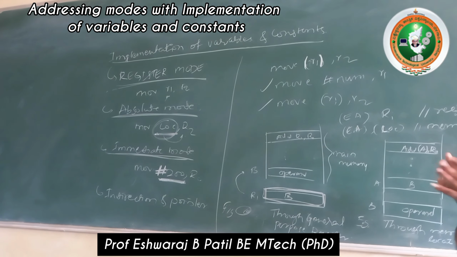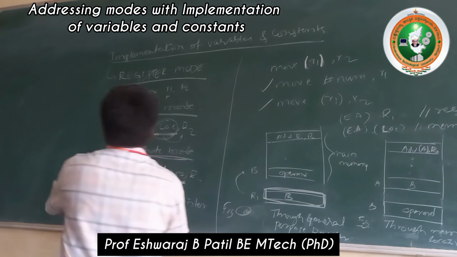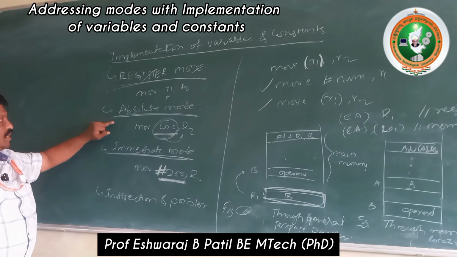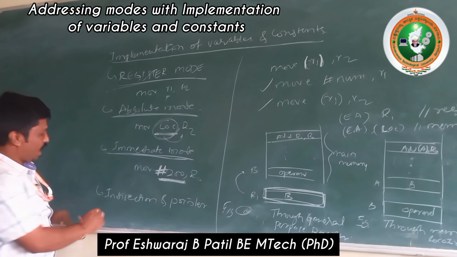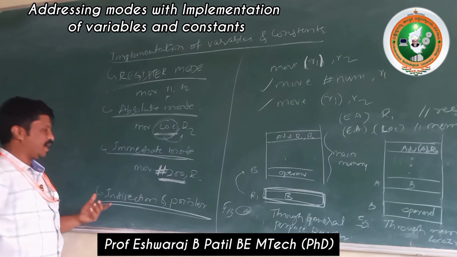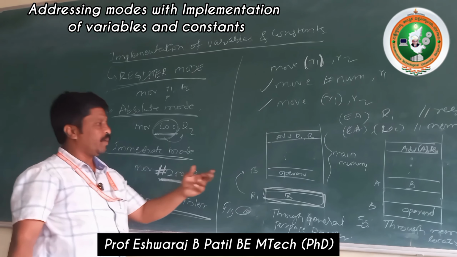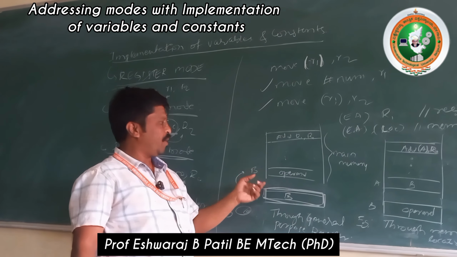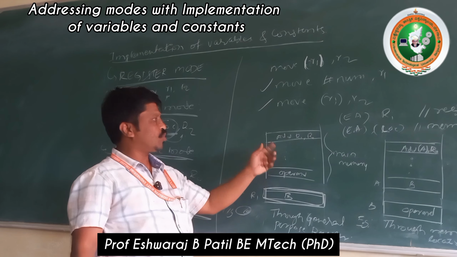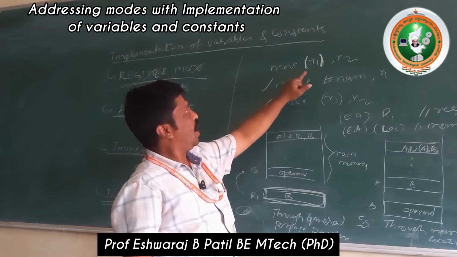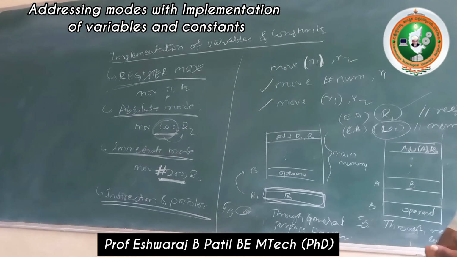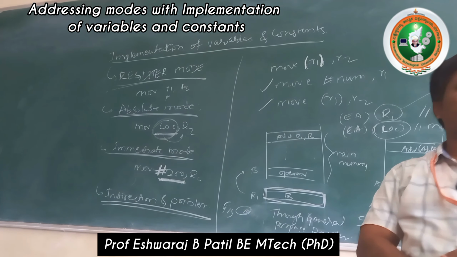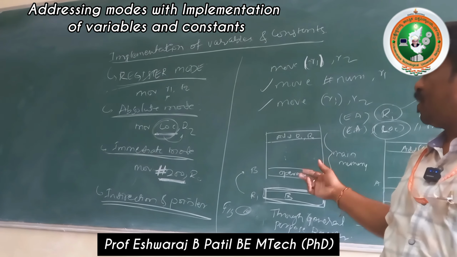Here there are four types of addressing modes. One is the register mode, another is the absolute mode, third is the immediate mode, and the fourth is indirection and pointers. Indirectly we are mentioning and also pointing to a particular memory location. That memory location has the data that is to be used in moving the contents of R1 to R2 through indirect addressing mode, the effective address.